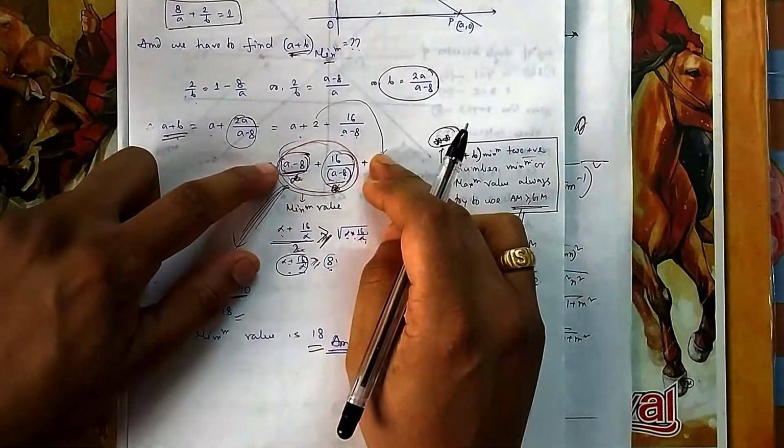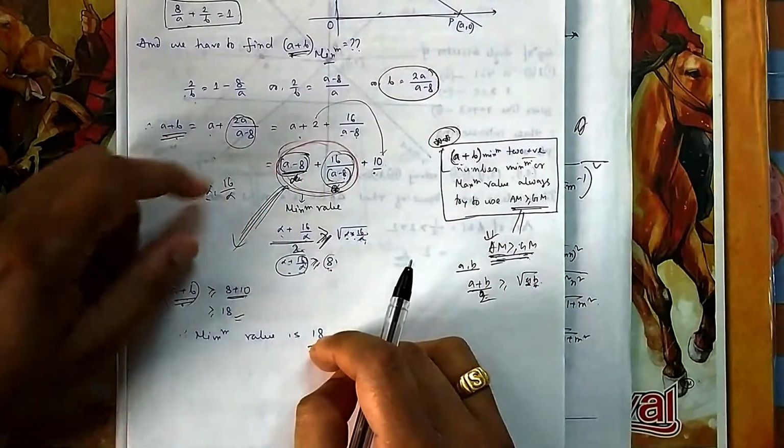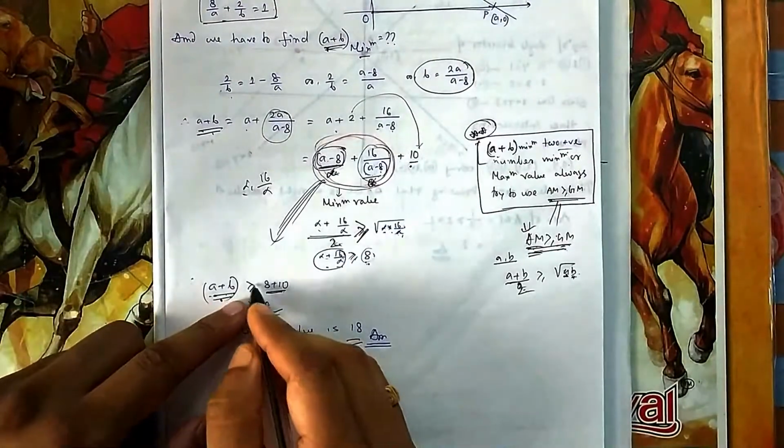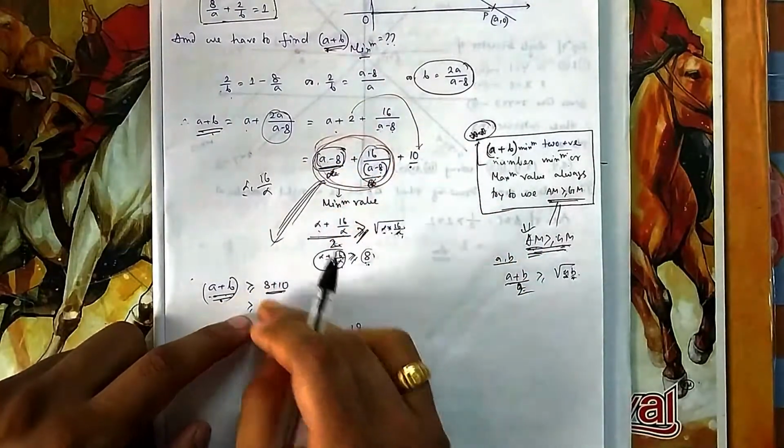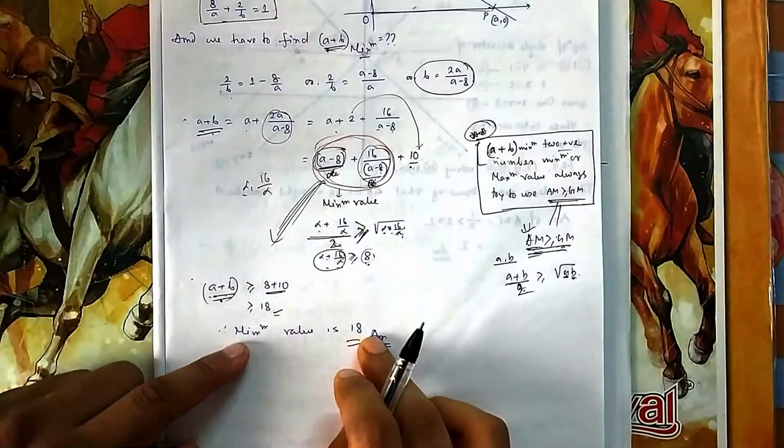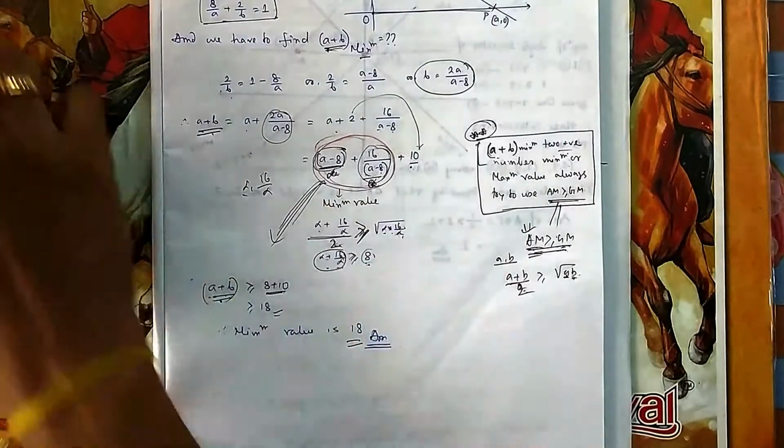So the minimum value of the entire thing will be 10 plus 8, which is 18. Or you can think of it in this way, A plus B will be greater than or equal to 10 plus 8 because this is greater than or equal to 8. So the minimum of this one will be 18. That's why this is the answer.